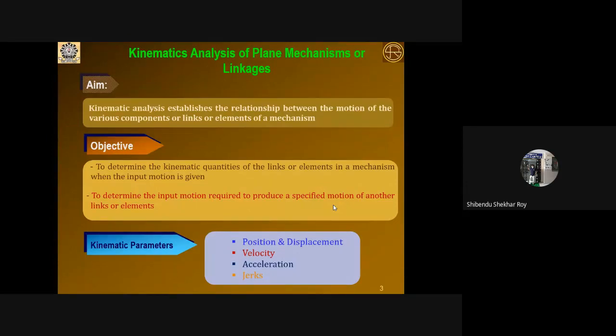So the objective is to determine these kinematic quantities of the links or the elements in a mechanism when the input motion is given. For example, in a slider crank mechanism, if it is used in an IC engine, then the input side is the slider side, where you apply the gas pressure by burning your fuel. So that will be the input. And what you have to find out is what should be the RPM of the crank, and from the crank to the crankshaft. So that is one objective.